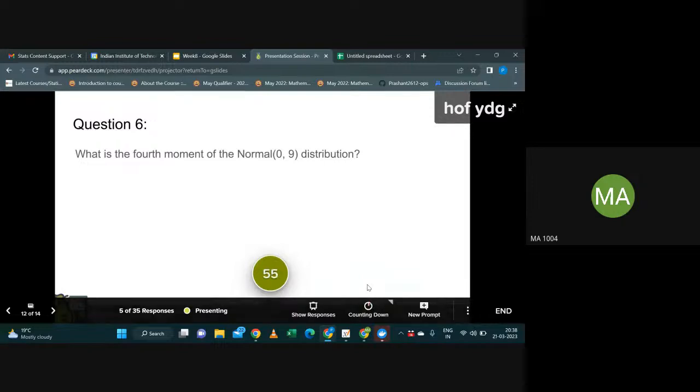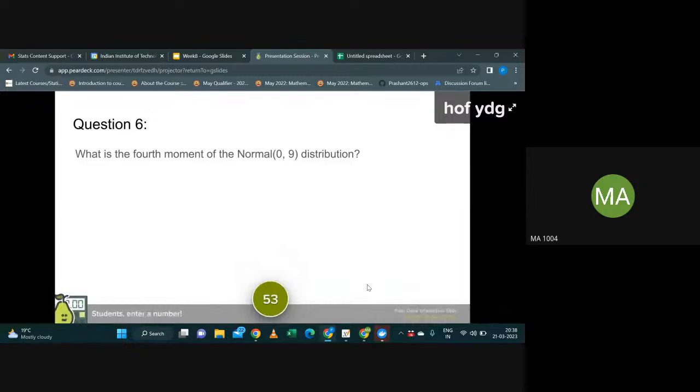In the discourse forum, you can post your calculation also. If you have done up to a point and you're getting the wrong answer, or not getting the answer, you can ask where you're making the mistake. You can tag me, tag Srikant sir, tag Avinash, or anybody, and we'll solve it.